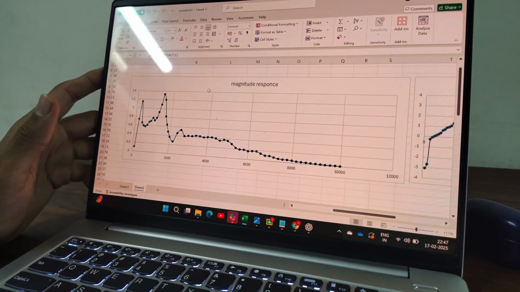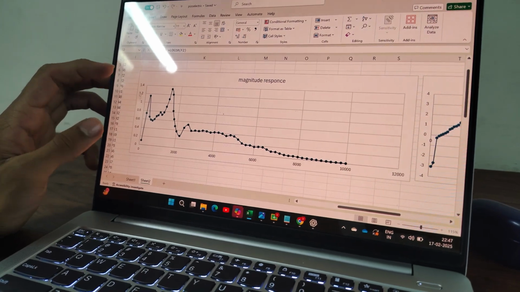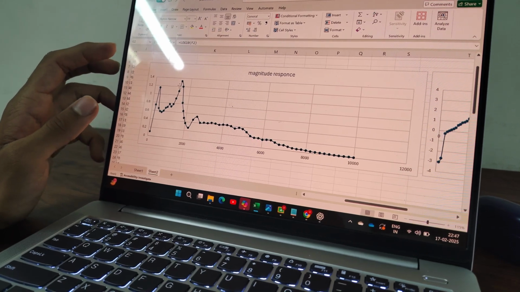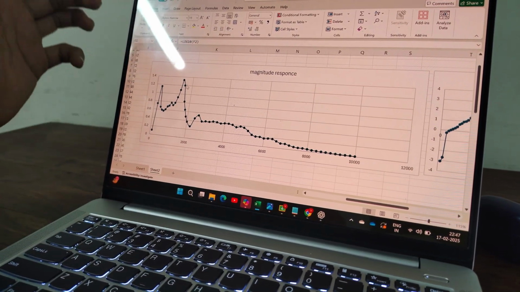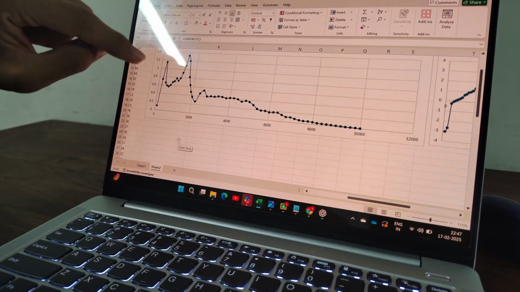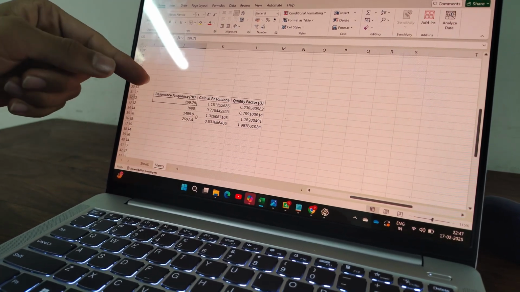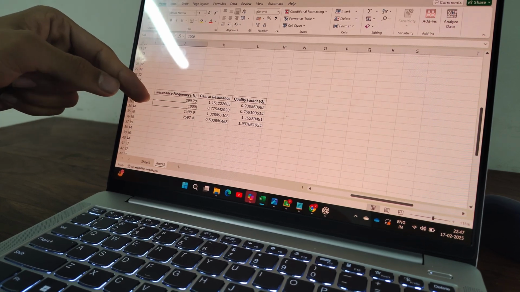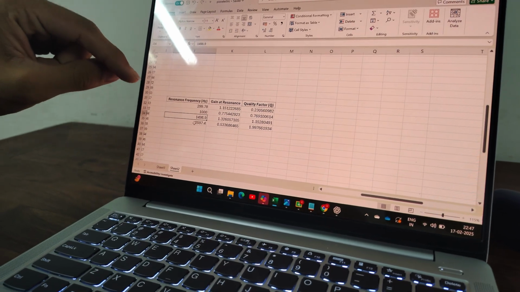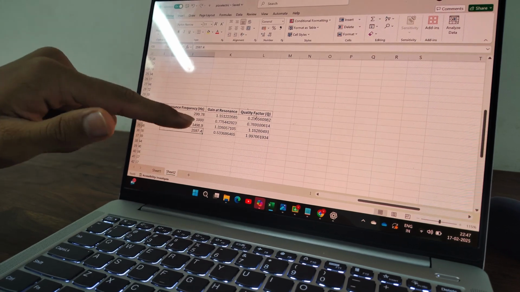From these data we plotted the graph of magnitude response, that is between the gain in log base 10 versus frequency. In this graph we got some peaks at relatively higher values. These are the resonance frequencies, and we calculate the resonance frequencies corresponding to these highest values, that is one is around 300 hertz and one is around 1 kilohertz, 1.4 kilohertz and 2.5 kilohertz, and these are the corresponding gains to these frequencies, and we calculated the quality factor.